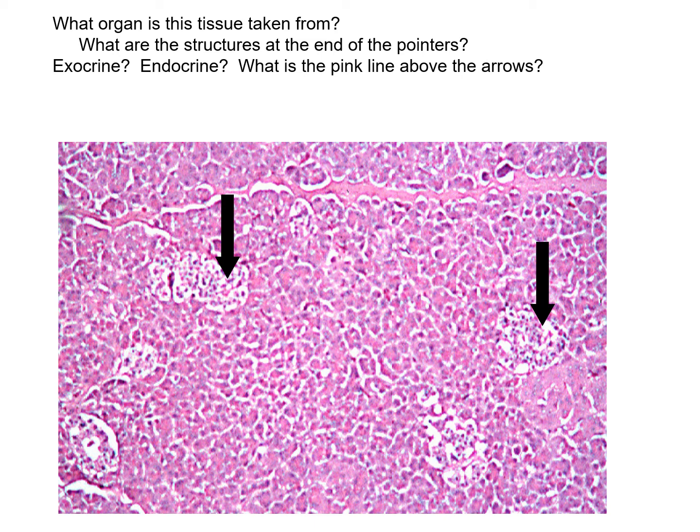This is the pancreas. It is. Is it the islets of Langerhans? The islets of Langerhans are at the end of that solid arrow, yes. And is this an exocrine or endocrine gland? Both. It is both. What is it primarily though? Like 90% of it? Exocrine. Correct. And the pink line that is above the arrow? The pancreatic duct.